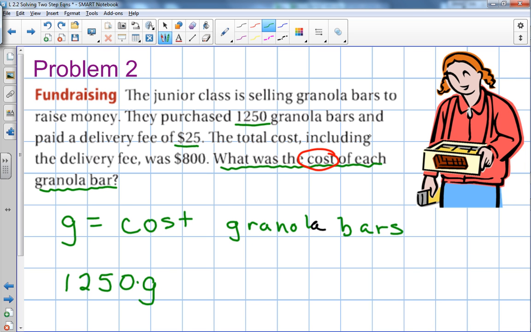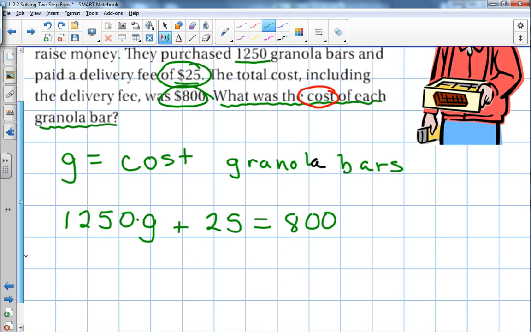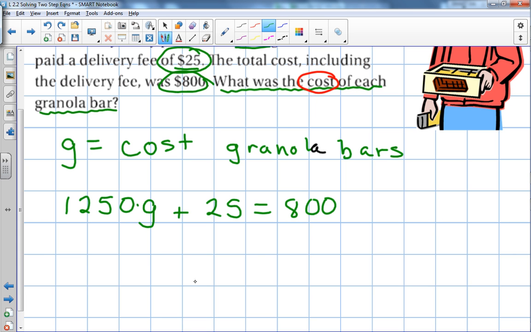But in addition to the granola bars, you also have to pay a fee for delivery of $25. So I'm going to add to that $25. And after I've paid for all the granola bars and the delivery fee, my total cost equals $800. So I've defined a variable, I've set up an equation, and now I have to solve the equation to figure out what the cost of each granola bar is.